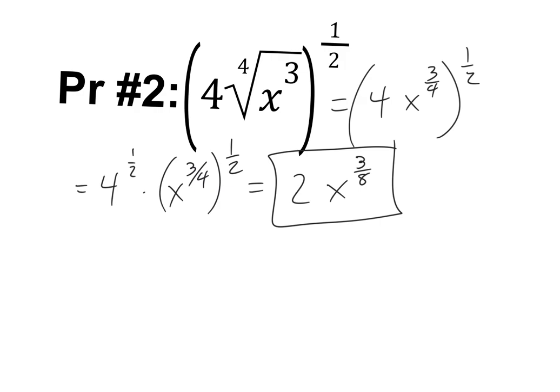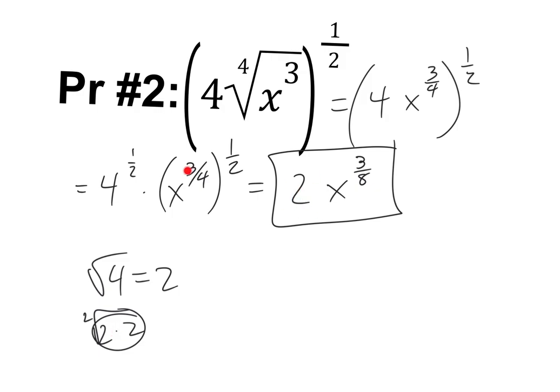All right, so the first thing I did is just rewrite this radical as an exponent because we want everything in the same format. Then I went ahead and applied the 1/2 to both of these. So here's 4 to the 1/2 and here's x to the 3/4 to the 1/2. And 4 to the 1/2, in case you didn't know, is just like saying the square root of 4. Hopefully you know the square root of 4 is 2, or you could think of that as 2 times 2, and therefore we have groups of 2.